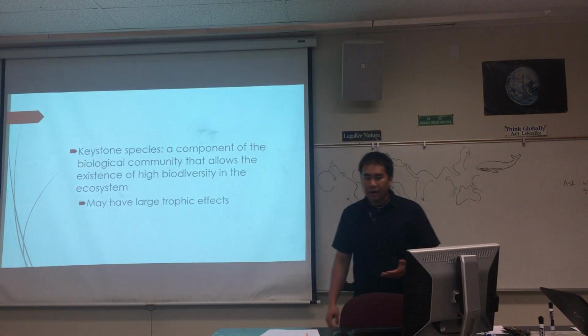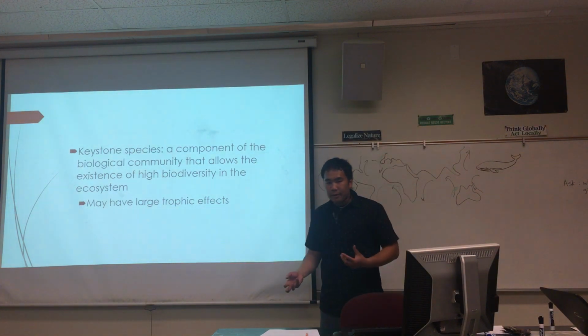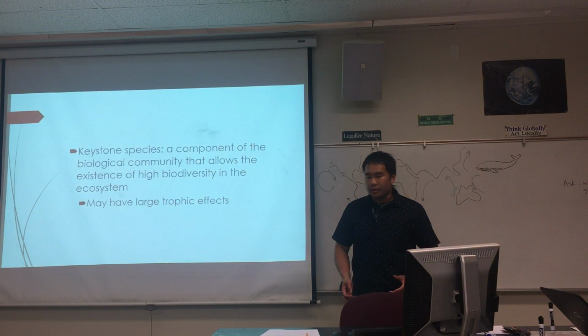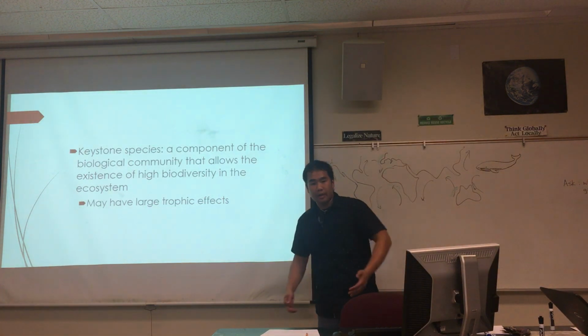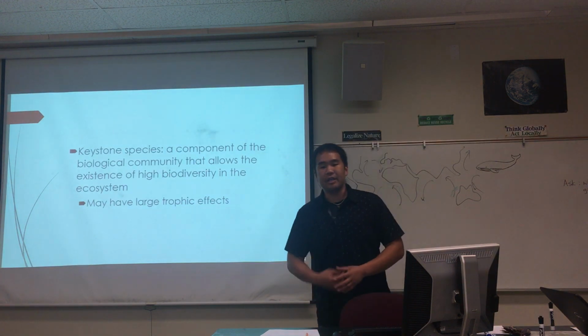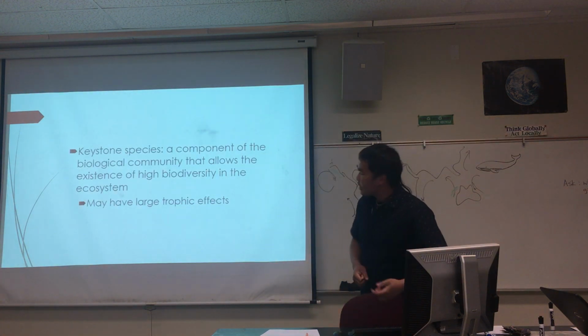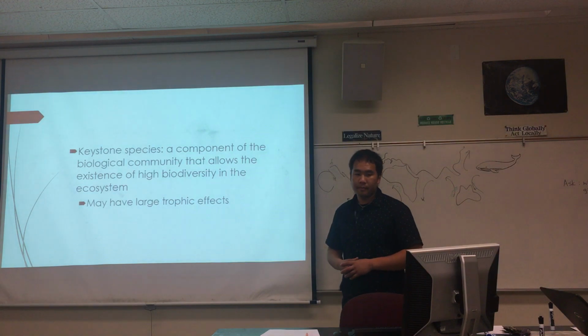And so as you guys saw, with the sea otter, there was a lot of life, but if you took out the sea otter, there's only sea urchins left. Biodiversity goes down. So that's bad, right? In this case, the sea otter indeed is the keystone species of the kelp forest.